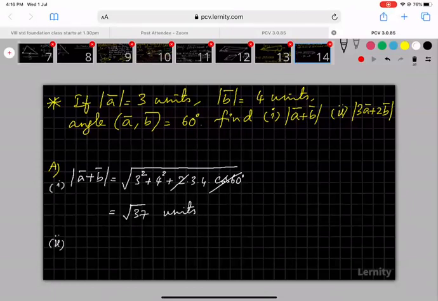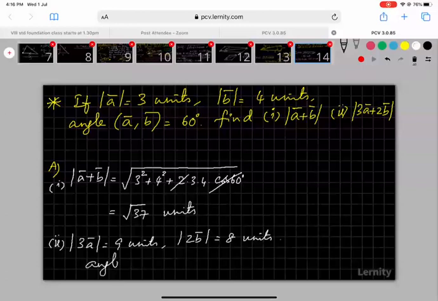Second one. In the second question, you are not adding A bar and B bar, right? You are adding 3A bar and 2B bar. What is 3A bar? 3A bar is a vector whose magnitude is 3 times that of magnitude of A bar. So 9 units. What is magnitude of 2B bar? 2B bar is a vector that has a magnitude 2 times that of B bar. So magnitude of 2B bar is 2 times that of B, 8 units.